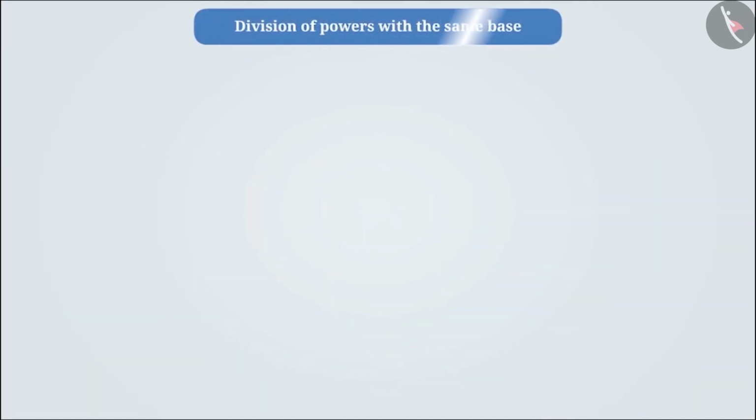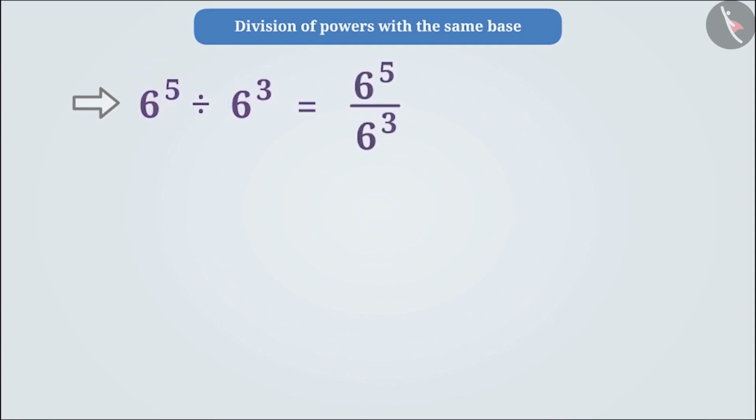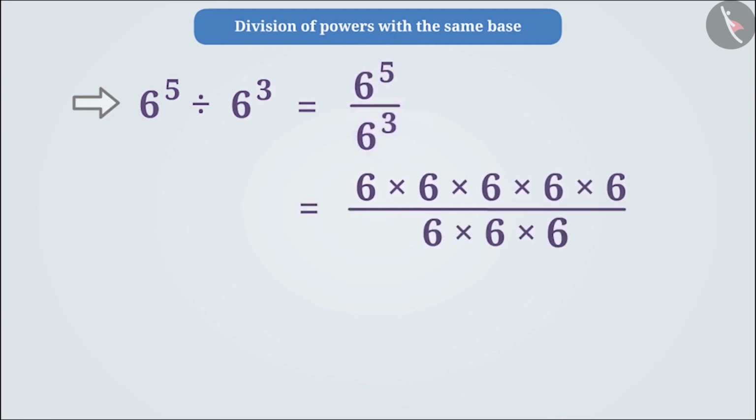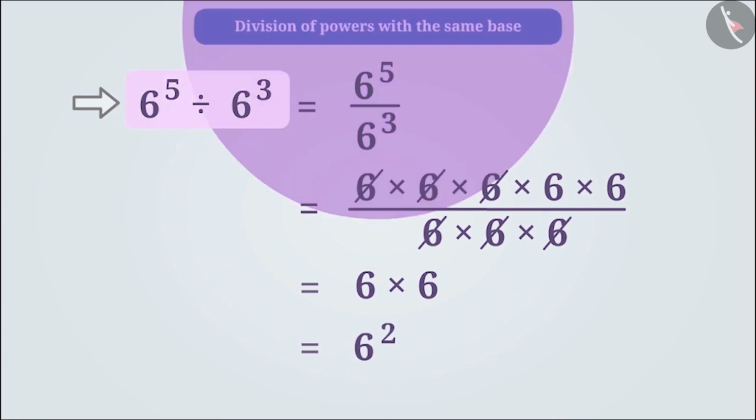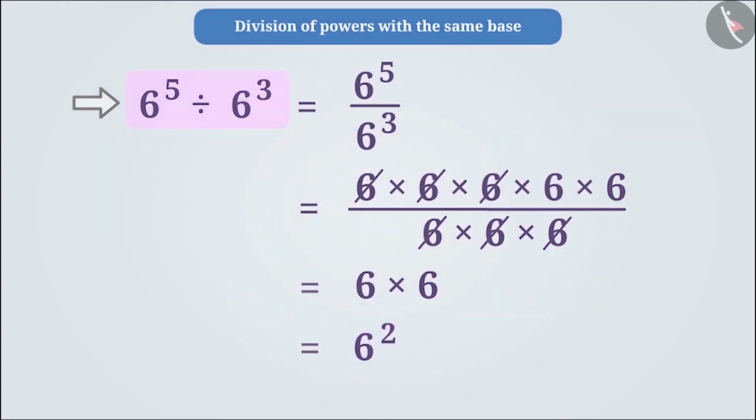Now let us learn about the rule for dividing numbers with powers having the same base. Let us simplify 6 to the power 5 divided by 6 to the power 3. These can be represented in the form of numerator and denominator. 6 to the power of 5 is 6 multiplied by itself 5 times, and 6 to the power of 3 is 6 multiplied by itself 3 times. Upon solving, we get 6 into 6, which is equal to 6 square. If we look at the numbers and the result, it can be understood that the power of the result is the result of the subtraction of the powers of the numbers to be divided.